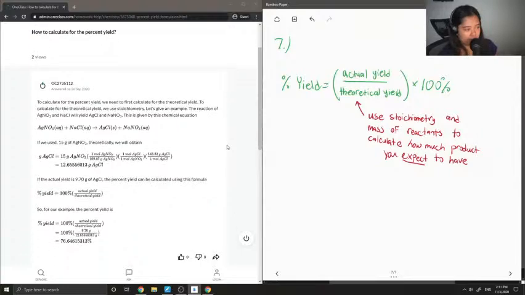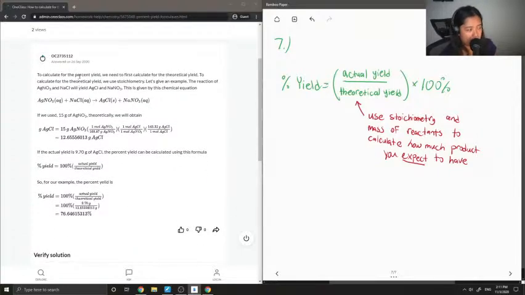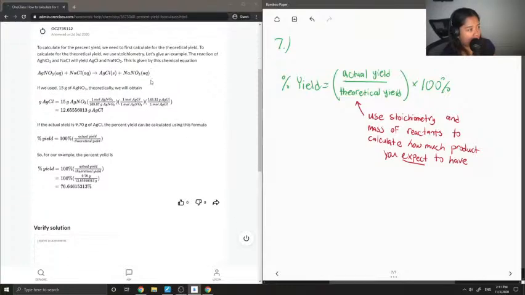So let's see what our junior tutor said. They said to calculate for the percent yield, we need to first calculate for the theoretical yield. To calculate this, we use stoichiometry. So here they give a nice example of silver nitrate and sodium chloride to yield silver chloride and sodium nitrate. And then this is given by the chemical equation. So everything reacts at a 1-to-1 ratio. If we used 15 grams of silver nitrate, theoretically we will obtain, and then they calculate it out.